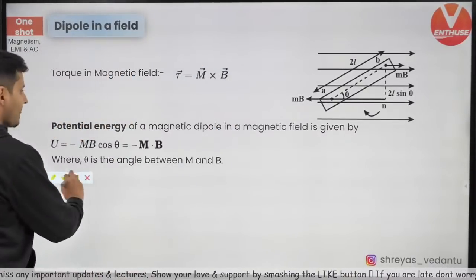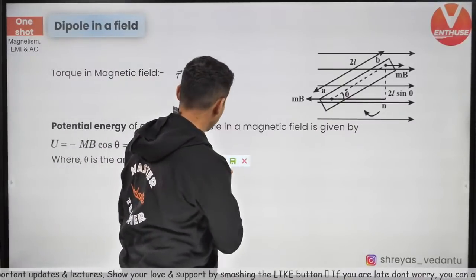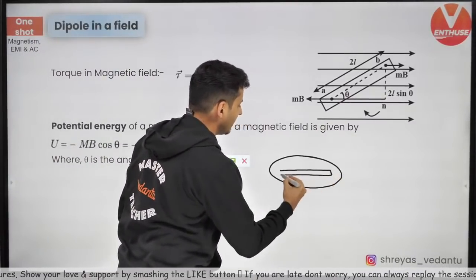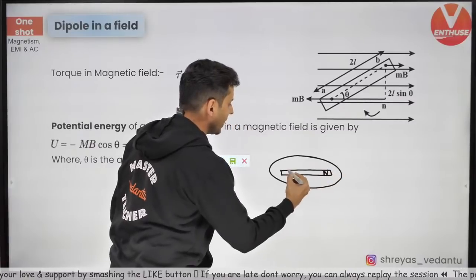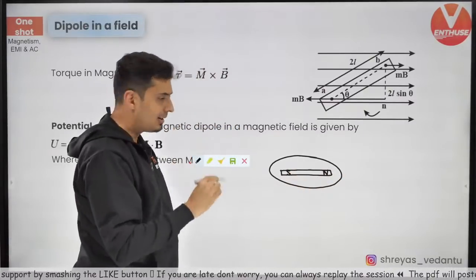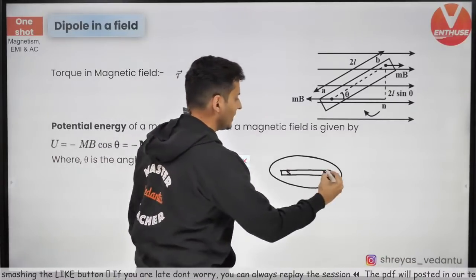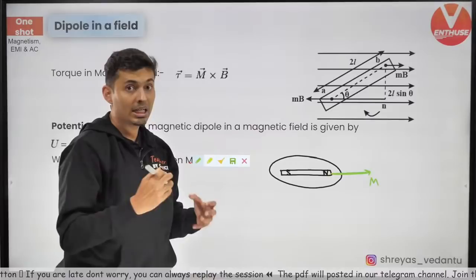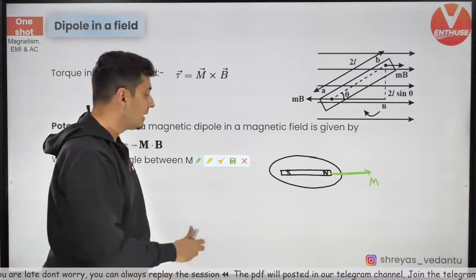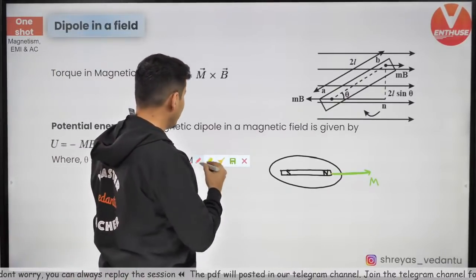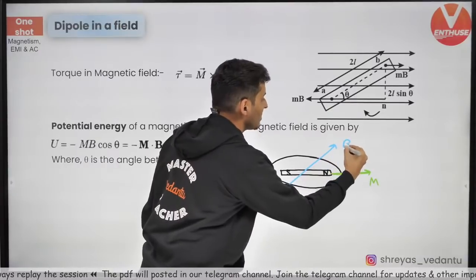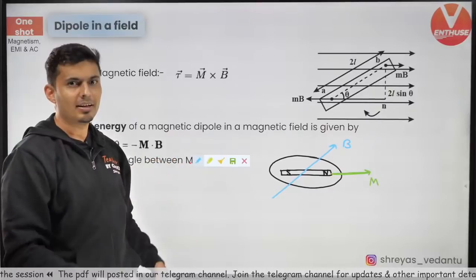For example, somebody takes a compass. What is a compass? It is a needle, and obviously it has some north pole and some south pole. Fair enough. So if there is a north pole and south pole, what does it mean? It also has magnetic moment. It represents the strength of the magnet. Now you place it in Earth's magnetic field. This is the Earth's magnetic field, an external magnetic field.